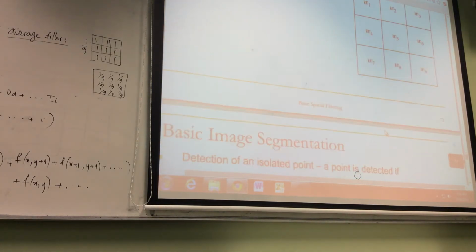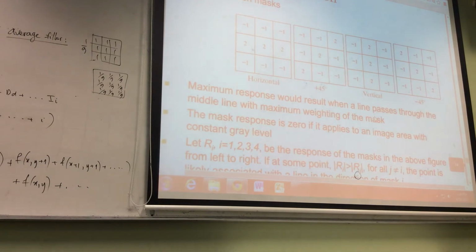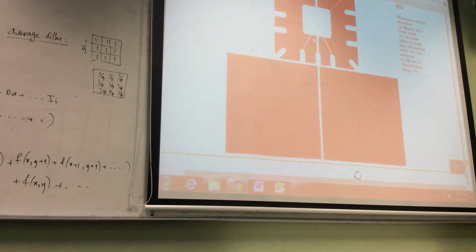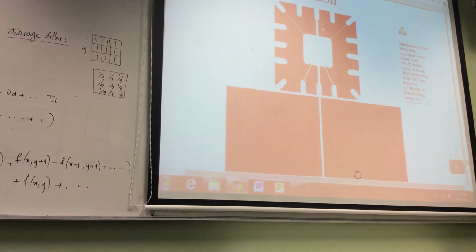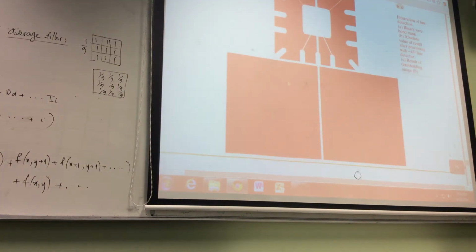Okay. And so you have maybe 2, 2, 2 go this side, 2, 2, 2 go this side, or 2, 2, 2 go this side. So this one will enhance the line going this side, or this side of the image. Right? So for example, I give you that image, you apply that mask, so you got this.